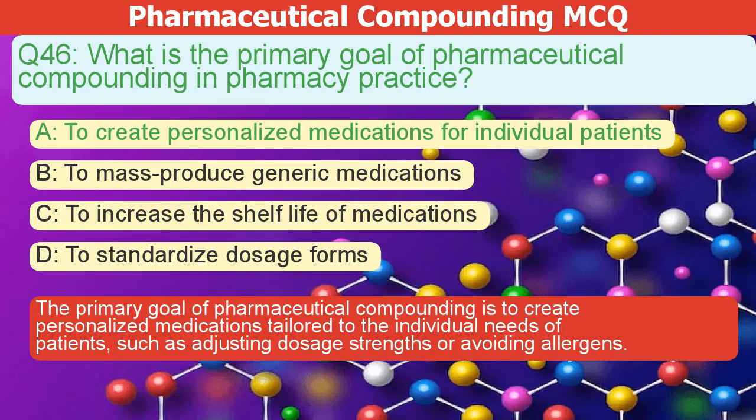The correct answer is A. The primary goal of pharmaceutical compounding is to create personalized medications tailored to the individual needs of patients, such as adjusting dosage strengths or avoiding allergens.